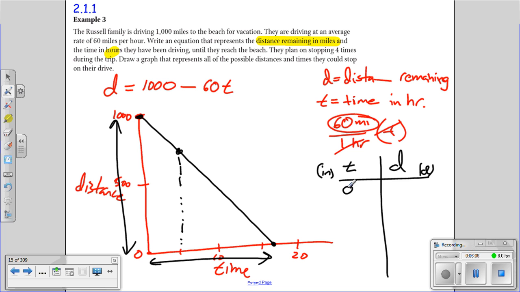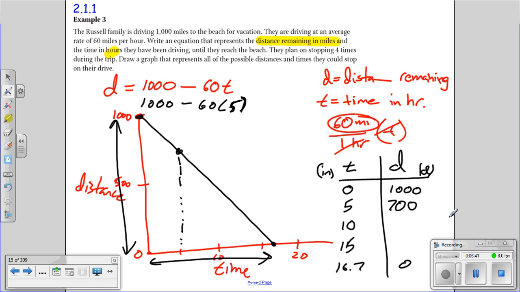So when we start off, we have 1,000 miles to go. Now again, we plug them in. So we know it's going to take 16.7, so I'm going to put 5 and 10, and then 15. And then we already know that at 16.7-ish, we end up at 0, okay? So if I take 5 and plug it in, this is how you would do it: 1,000 minus 60 times 5. So again, we could plug that into our calculator. So we have 1,000 minus 60 times 5 is 700. So after 5 hours, we have 700 miles to go.